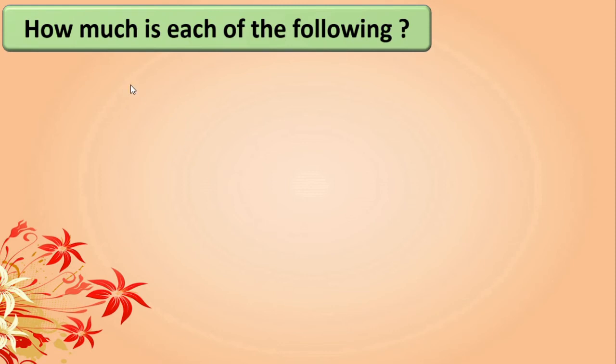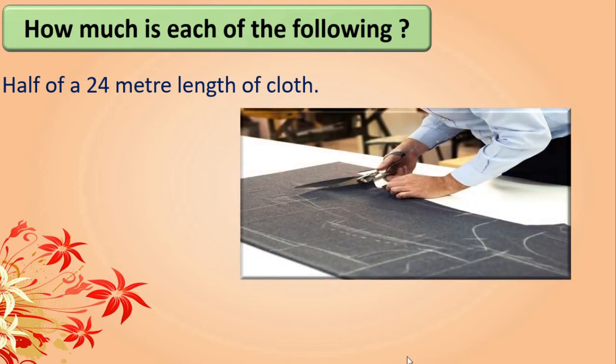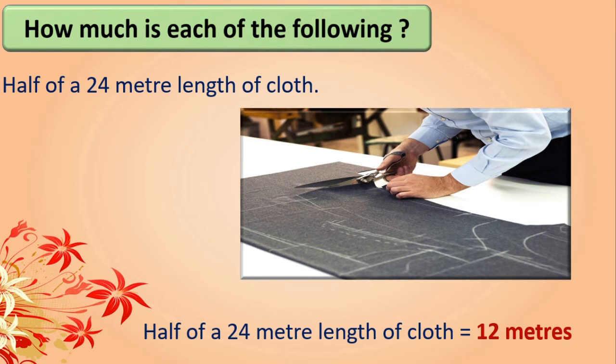Now here, how much is each of the following? See, half of a 24-meter length of a cloth. Yes, come on, tell me. We will write directly here. Half of 24-meter length of cloth. Yes, half of 24, how much? Correct, 12. Half of 24-meter length of cloth is equal to 12 meters. 12 twos are 24, isn't it?